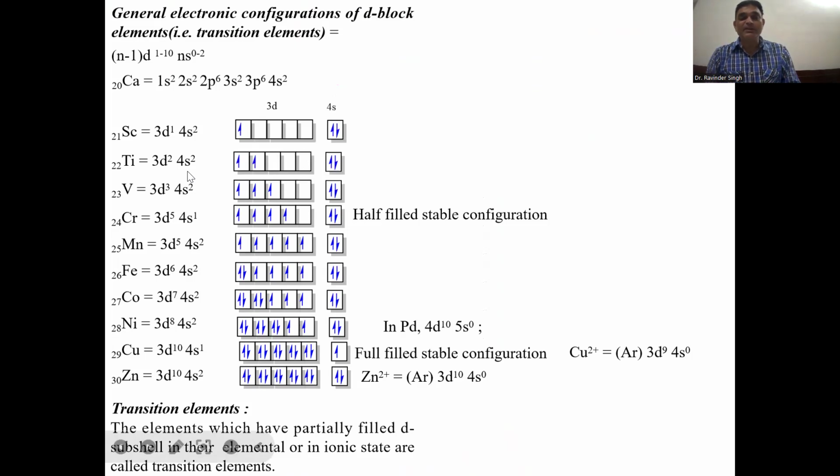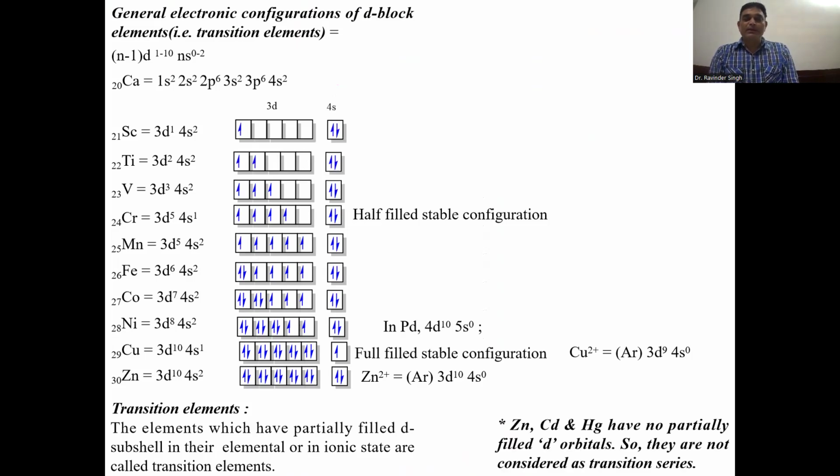The statement generally asked in your examination is: all d block elements are not transition elements, but all transition elements are d block elements. Transition elements are d block elements, but not all d block elements are transition elements. For that you must give the examples of copper and zinc. Don't just write the answer in words, but write these configurations also. So that is about the general electron configuration of all these elements of the d block.